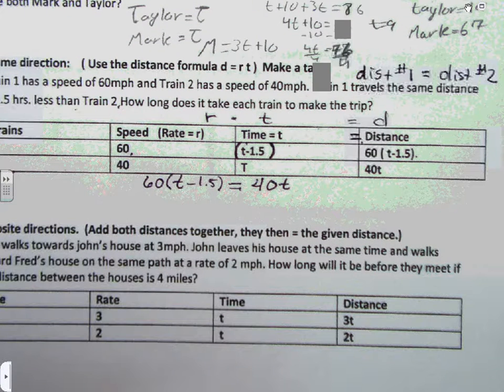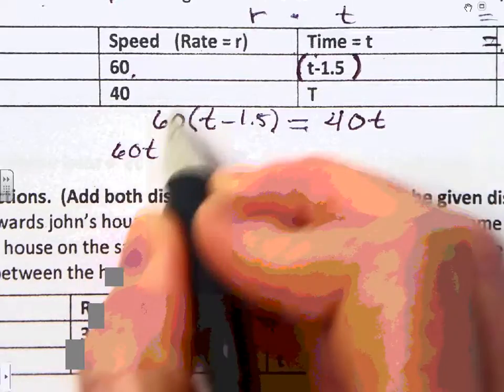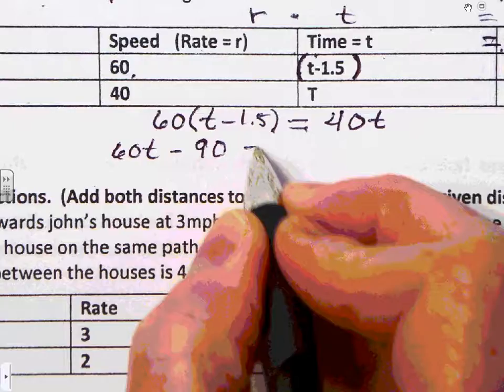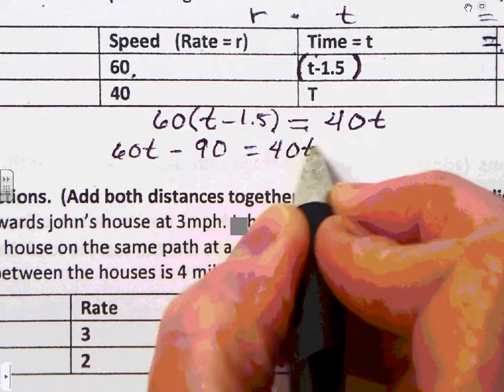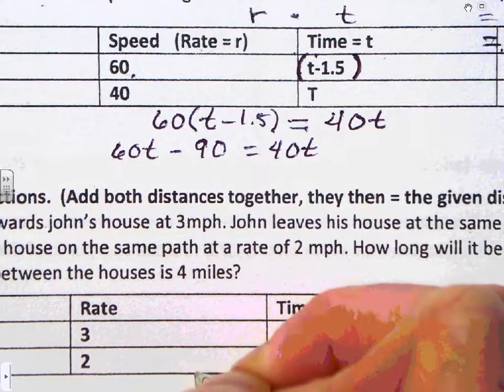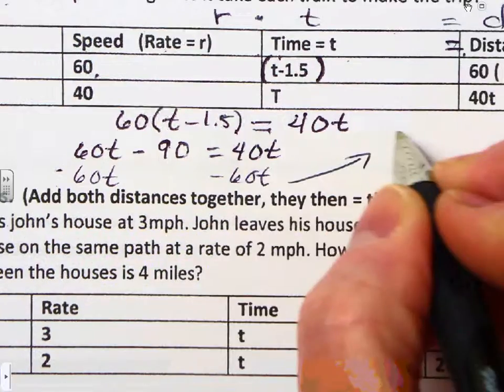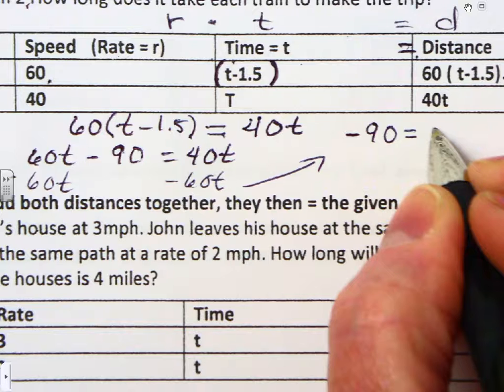So 60 times t. I got this one. Good. 60t. 60 times a negative 1.5 should give you a negative 90. Okay. Your goal is to get your variables together. I would probably subtract what? 60t from both sides. Okay. That would leave me with a negative 90 is equal to a negative 20 with a t.